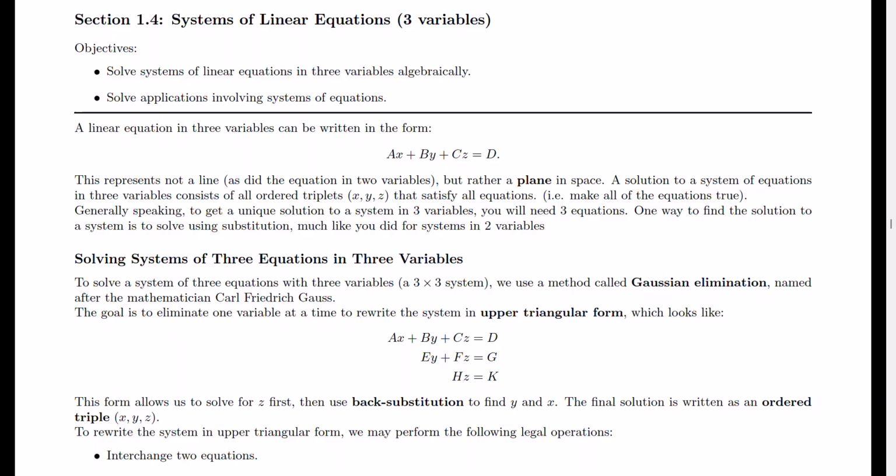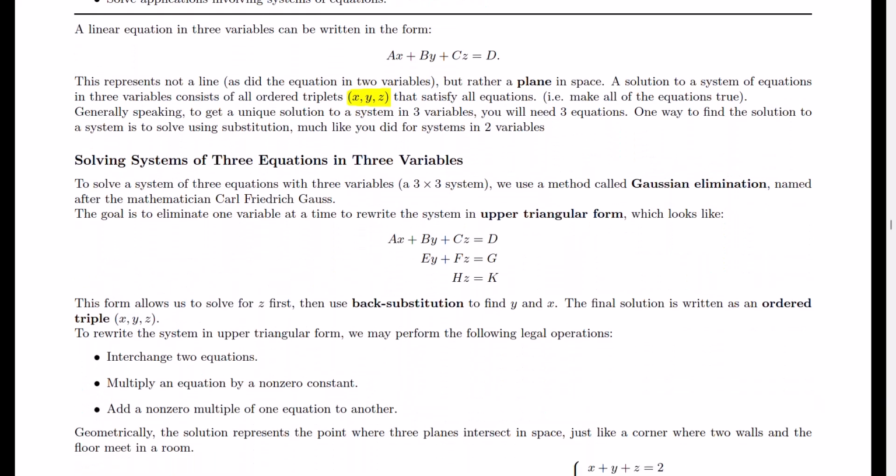A system of linear equations in three variables consists of three equations with the variables x, y, and z. Typically your equations will look like ax plus by plus cz equals d, where a, b, c, and d are real numbers. You'll have three of them in the system, and typically the solution is going to be an ordered triplet, meaning three numbers x, y, z that you'll have to find, and these will satisfy all the equations in your system, meaning they make every equation true.